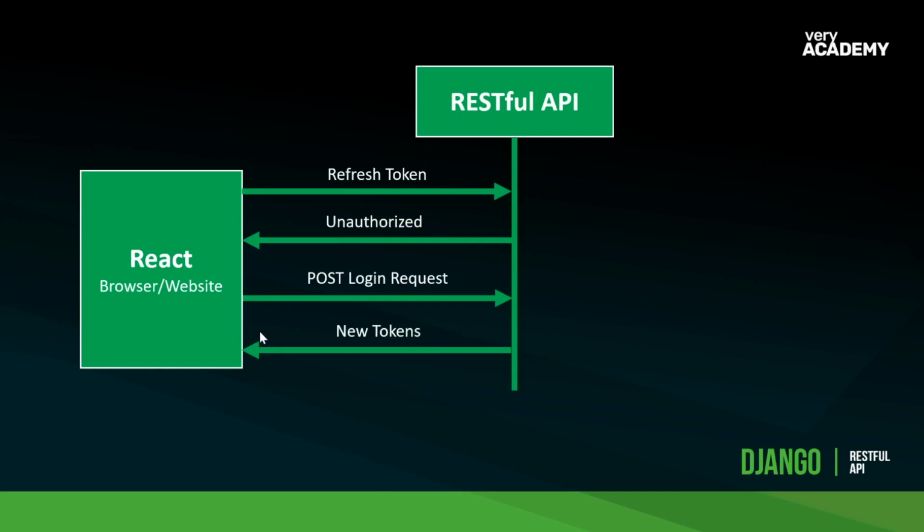So in addition to that, the refresh token. Imagine we send the refresh token because our access token has expired, and we get unauthorized. That means that the refresh token has expired, in which case we then need to log in and get some new tokens. So that's the other scenario that we need to develop. Of course, that's just the login that we develop at the start of the process.